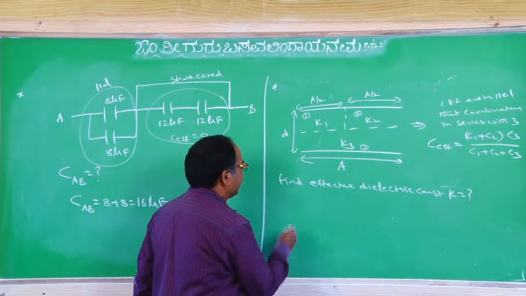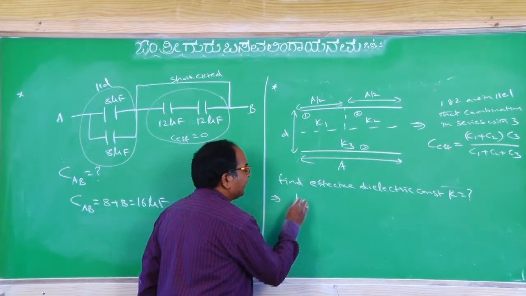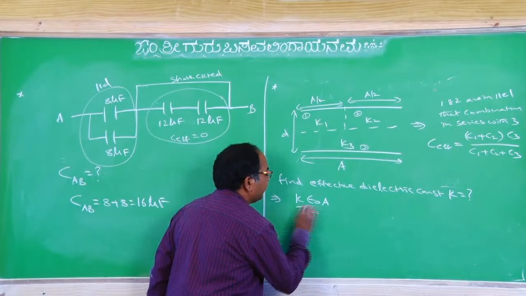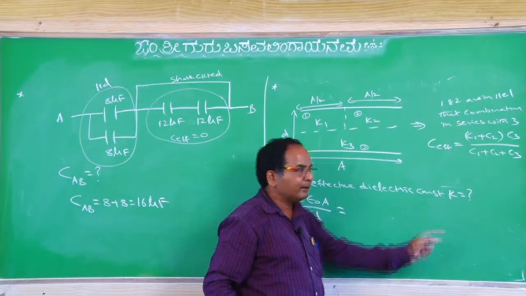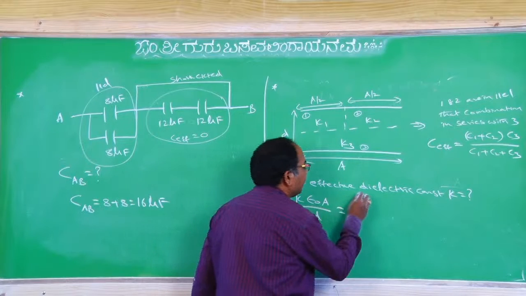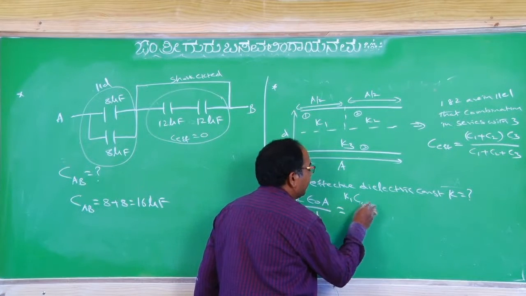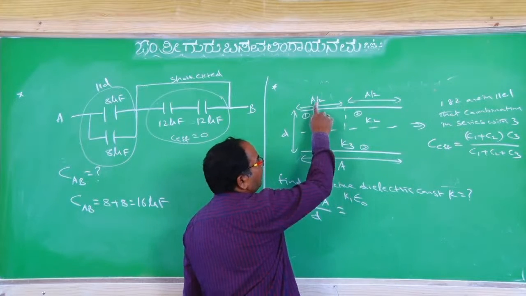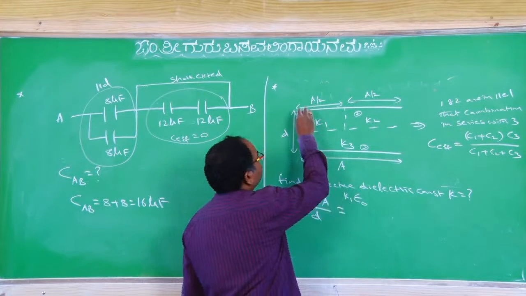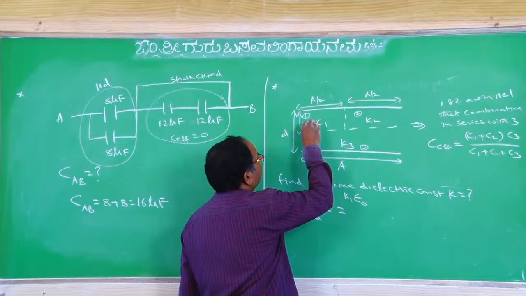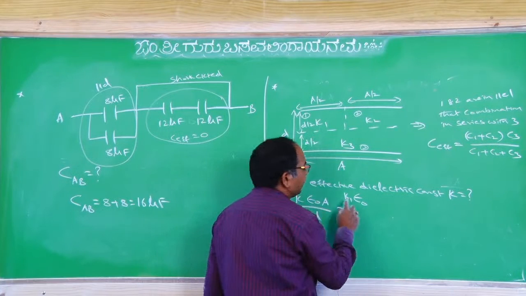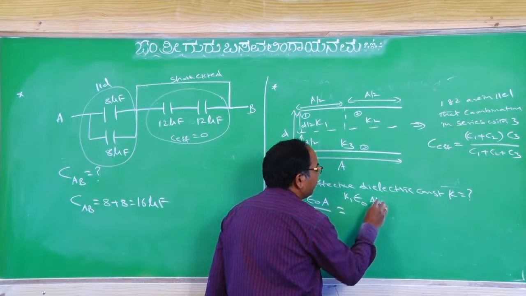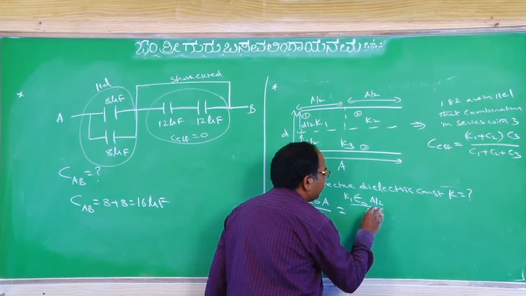Now we are able to write C effective. C effective is K into epsilon naught A by D. Now we want to find this out. So C1 is K1 epsilon naught A by 2 divided by D by 2. What is this separation? D by 2.